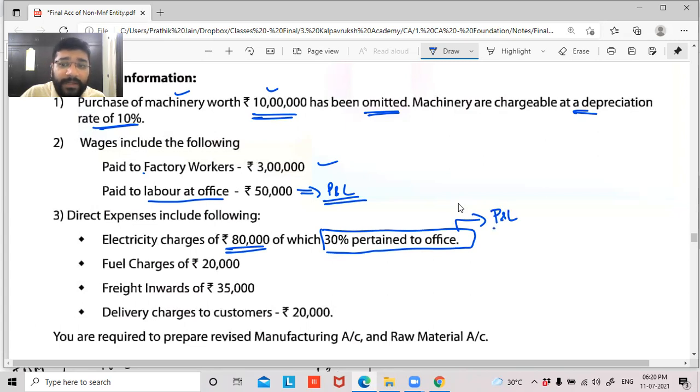P&L account. Where have they included this? In the manufacturing account. So 30% of this 80,000, I have to minus it from the manufacturing account and take it to the P&L account. Fuel charges 20,000, I have no problem.